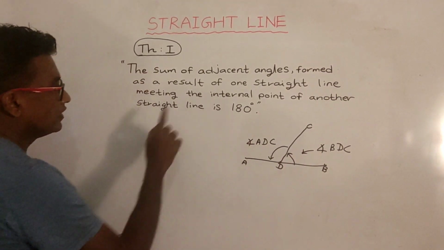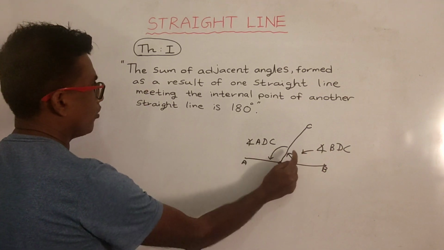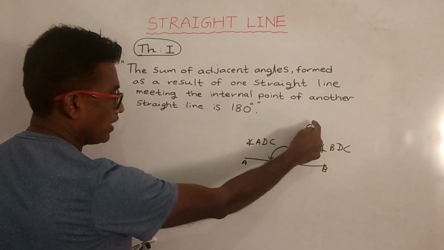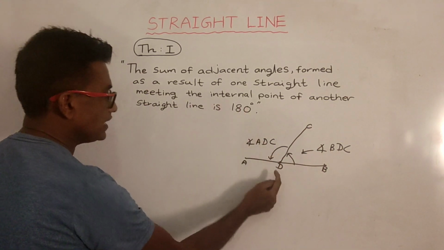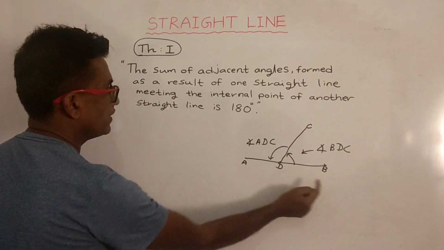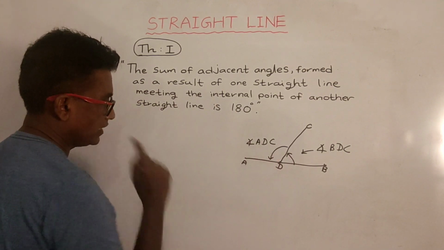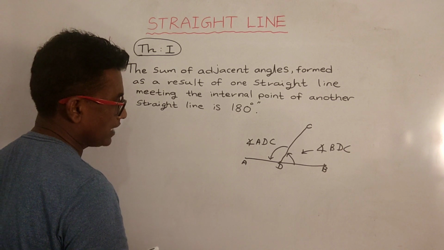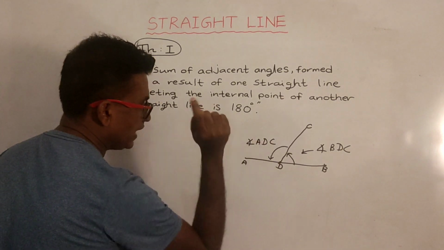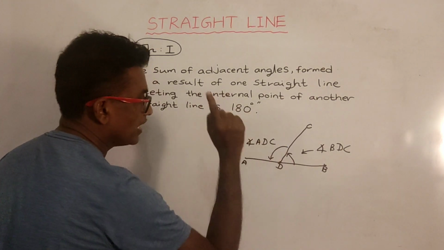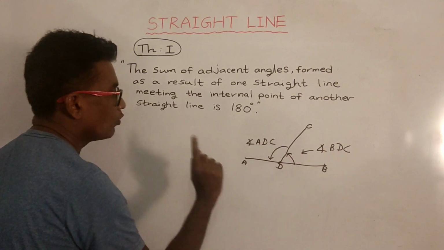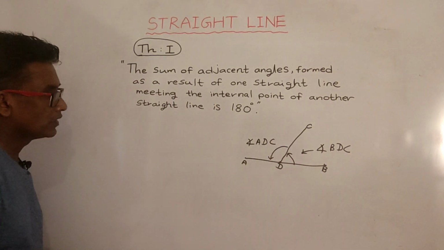It says the sum of adjacent angles formed as a result of one straight line meeting the internal point of another straight line is 180 degrees. The theorem is saying that the sum of angle ADC and angle BDC is 180 degrees. Now we are going to prove this.